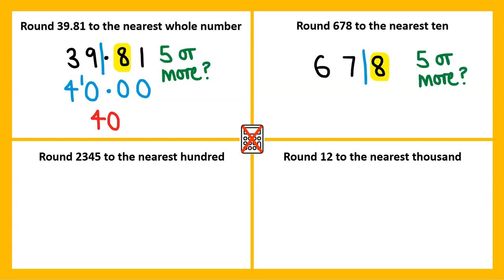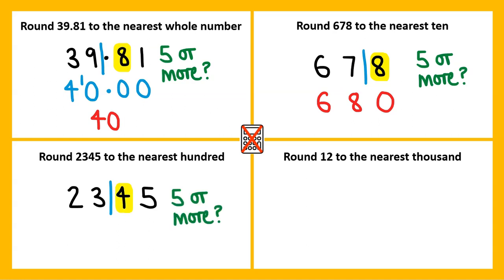The next number is 5 or more, so this will round up to 680. Rounding 2,345 to the nearest 100. My rounding line goes after the 3 in the hundreds column. Looking at the next number to the right hand side, this is not 5 or more, so we will round down to give me 2,300.